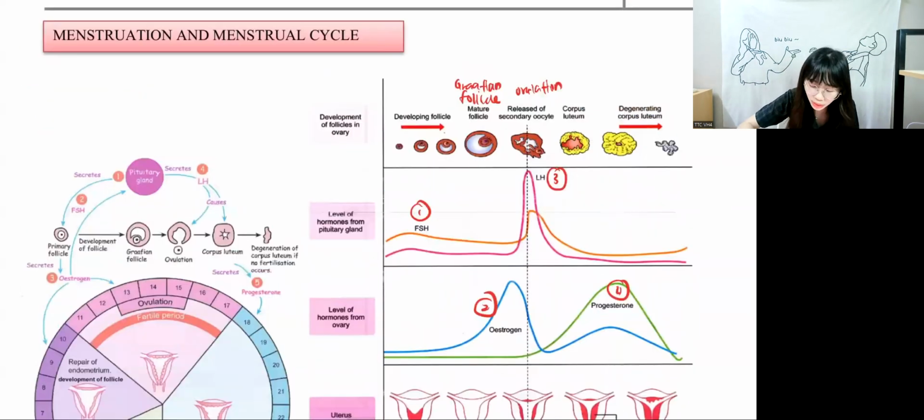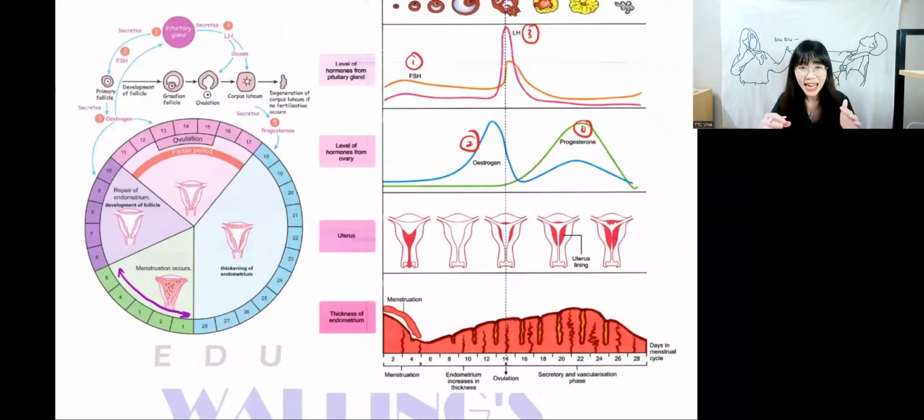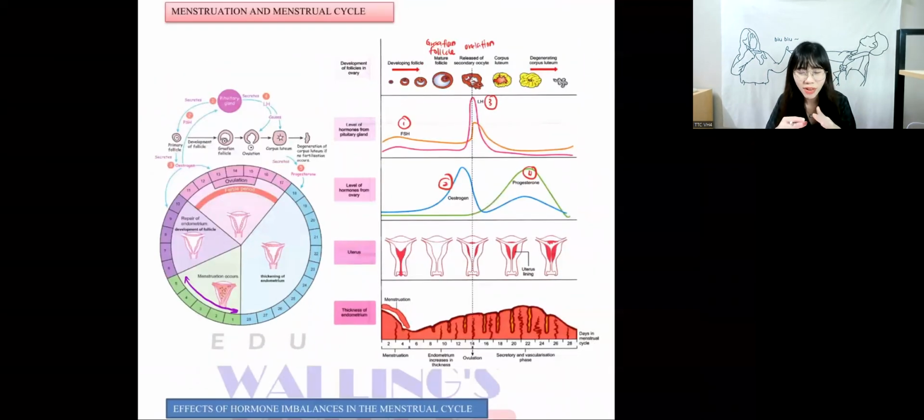Then the outer layer of this follicle forms into the corpus luteum, the flower shape. We have mentioned, what is the function of the flower shape, the corpus luteum? They will secrete progesterone. The function of progesterone is to thicken the endometrium wall. Everything in the graph links together.